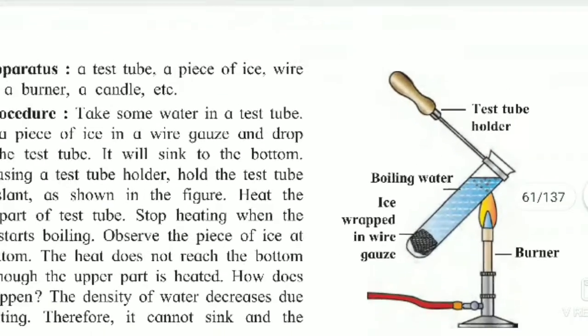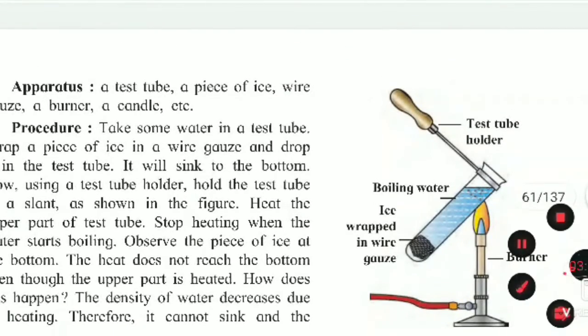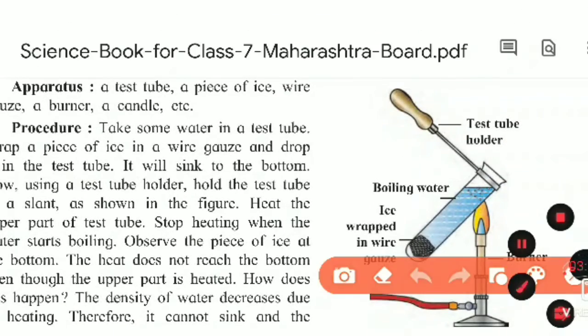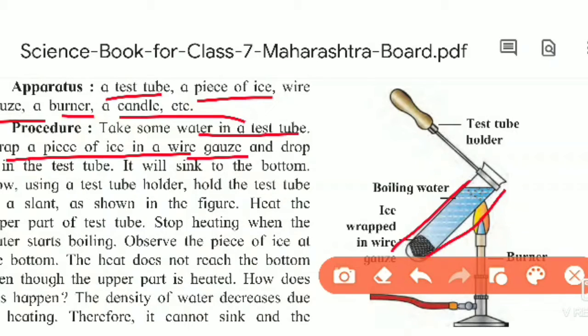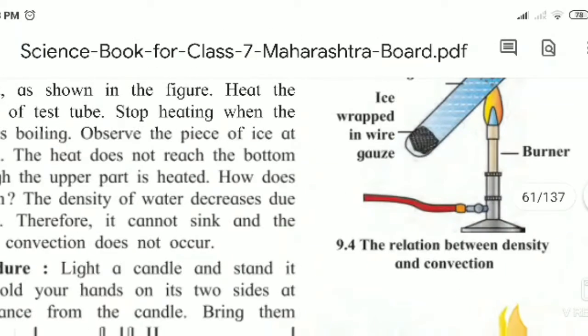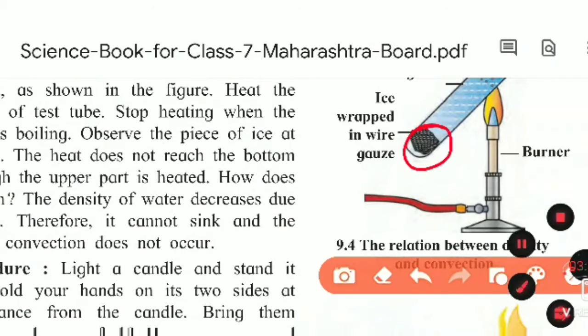Now here is one activity given. We will see the activity. Apparatus: a test tube, piece of ice, water, wire gauze, burner and candle. Take some water in a test tube. Here it is, water is taken in the test tube. Wrap the piece of ice in a wire gauze, and here the piece of ice is kept. Here we have to keep the piece of ice.